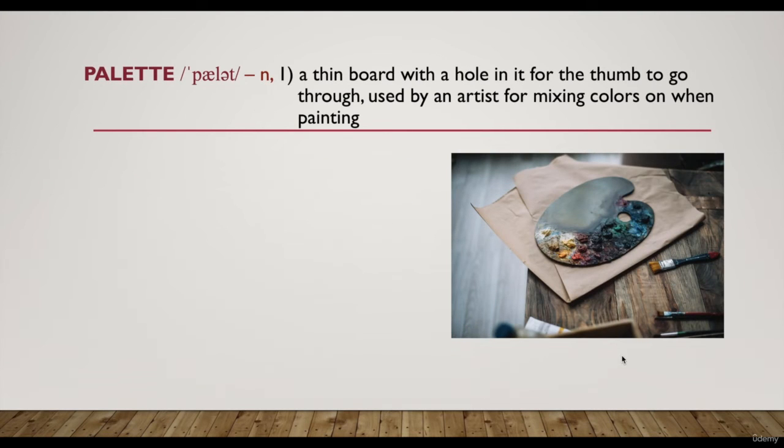Next up is the word palette. And palette, as you can see in this picture, is a thin board with a hole in it for the thumb to go through, used by an artist for mixing colors on when painting. So an artist can take this palette and put his or her thumb through this hole right here and can start mixing his or her paints on this palette, on this board. Let's look at an example. The artist showed his students how to prepare a palette.